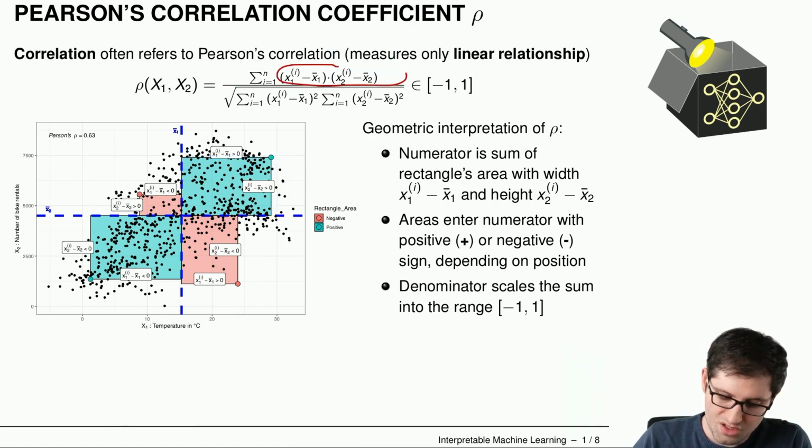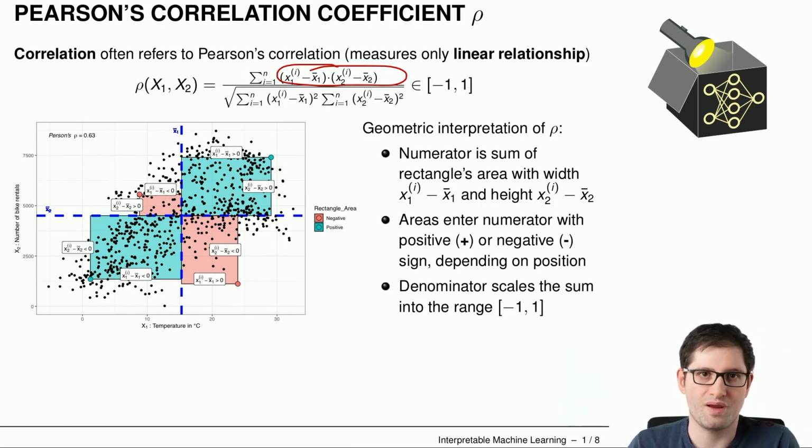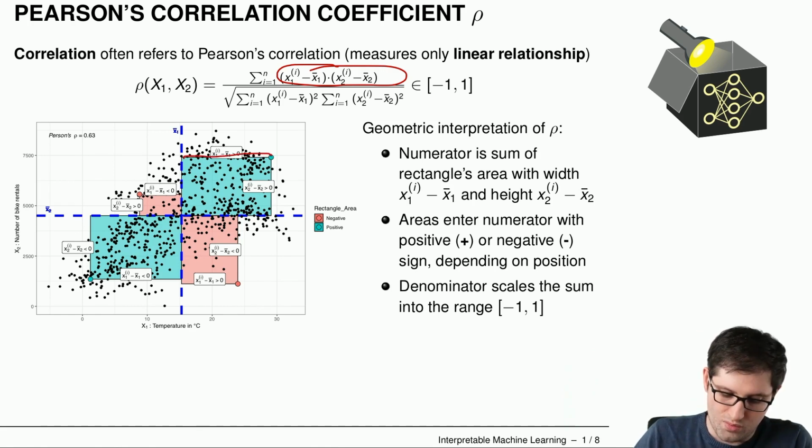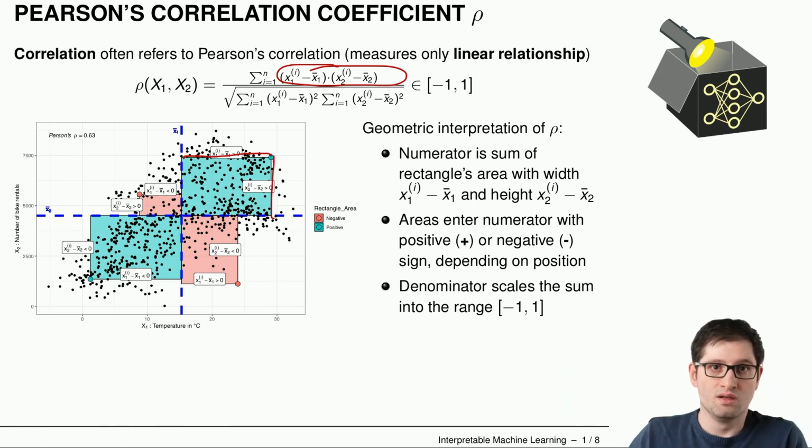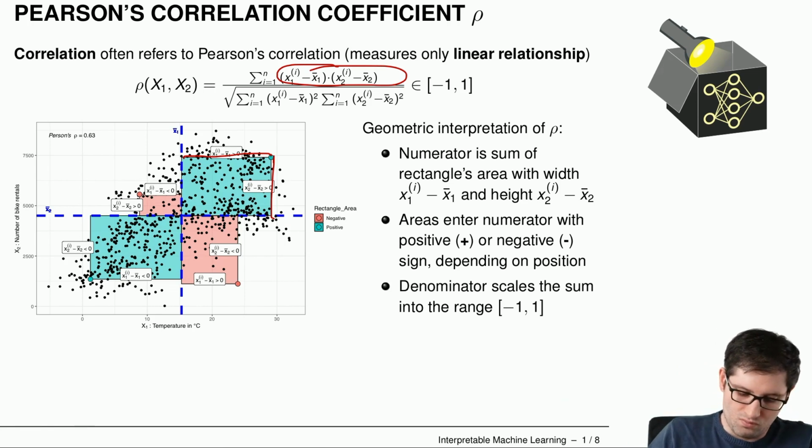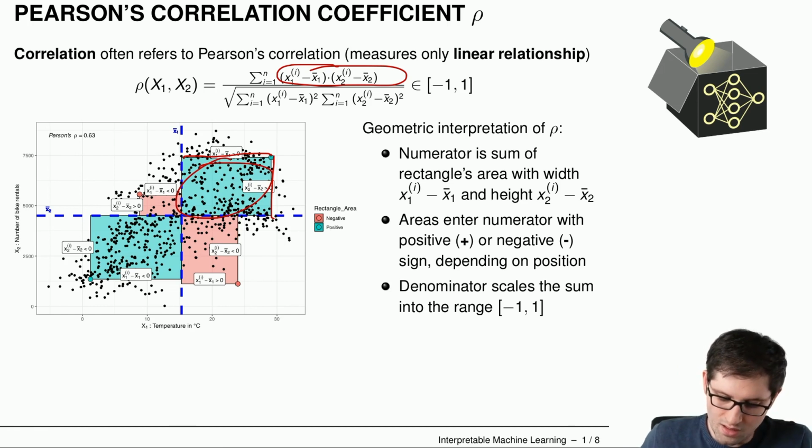Essentially, multiplication of two values from a geometric perspective is nothing else than the area of rectangles. In this example, we are measuring this length with this distance, and this length here, and multiplying these two lengths results in the area of this rectangle over here. So basically what this numerator tells us is that we are summing up over rectangles, and these areas can be either positive or negative. So they enter the sum with a positive or negative sign, depending on the position of the data points.